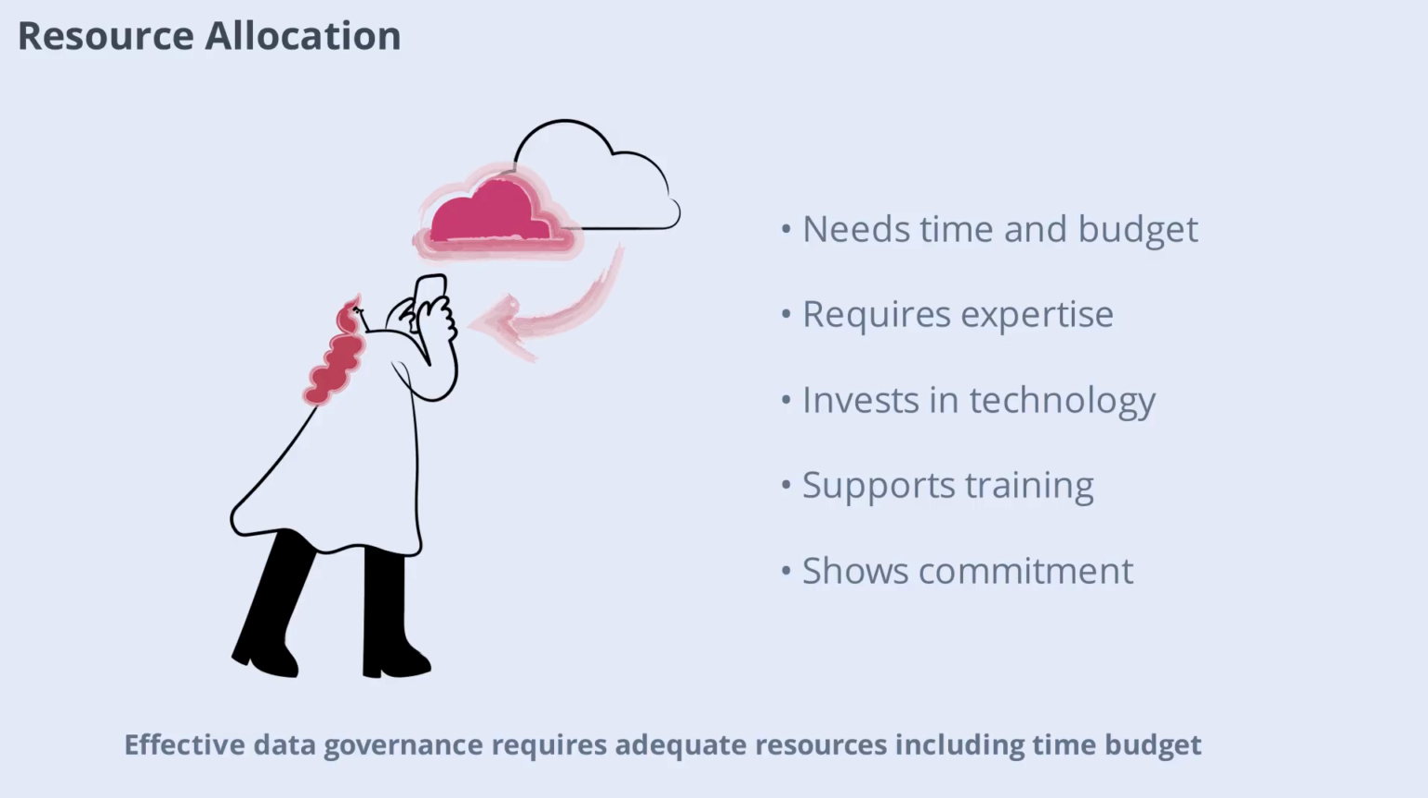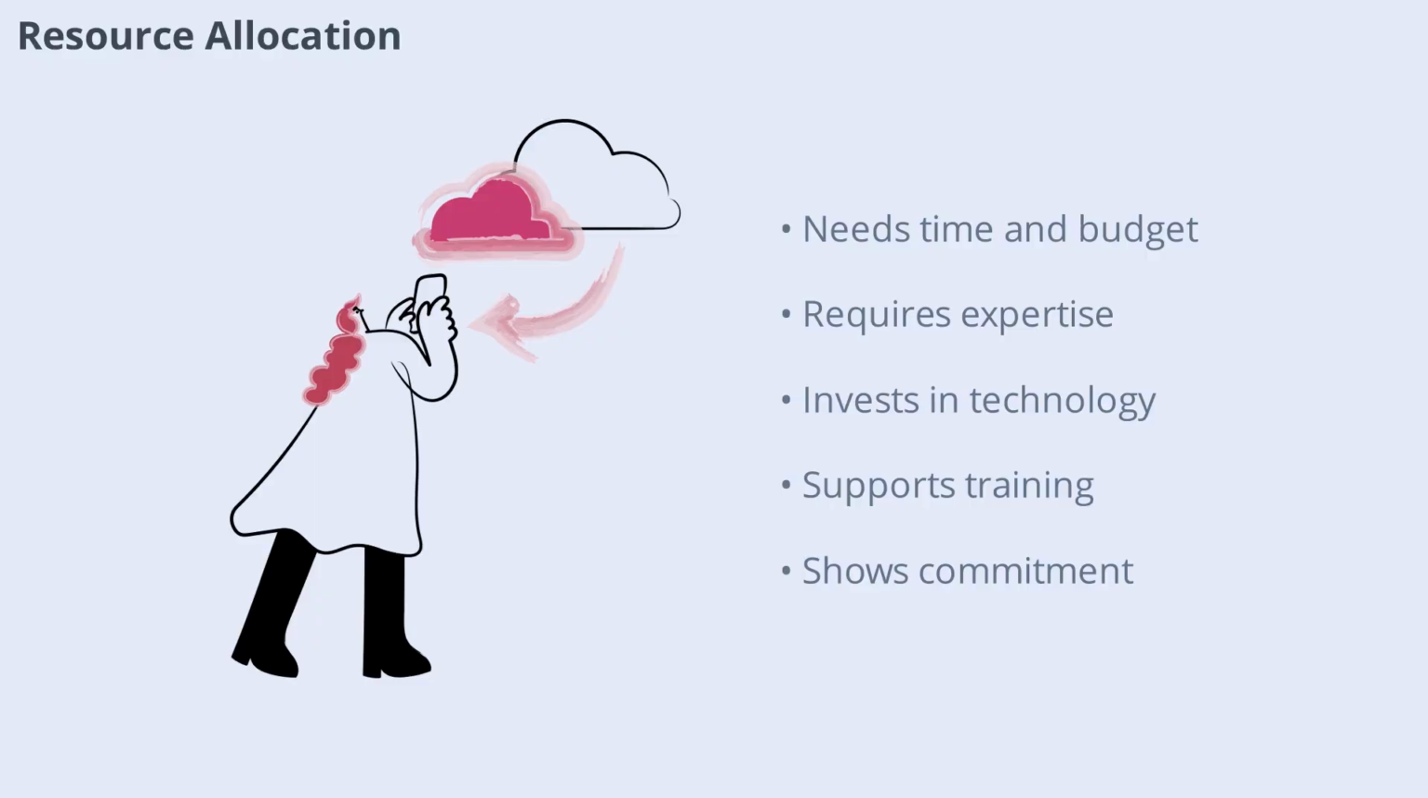Effective data governance requires adequate resources, including time, budget, and expertise. Leadership must prioritize governance and allocate the necessary support. Investing in technology, training, and dedicated staff ensures that governance initiatives are successful. Proper resource allocation demonstrates commitment and sets the stage for long-term success.